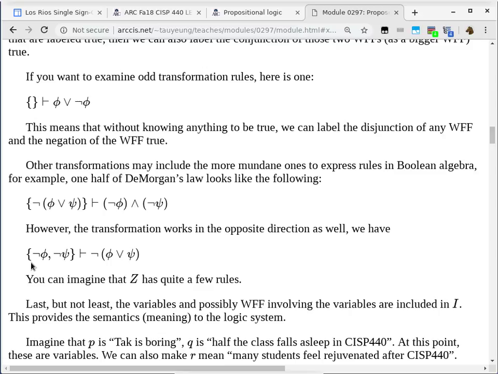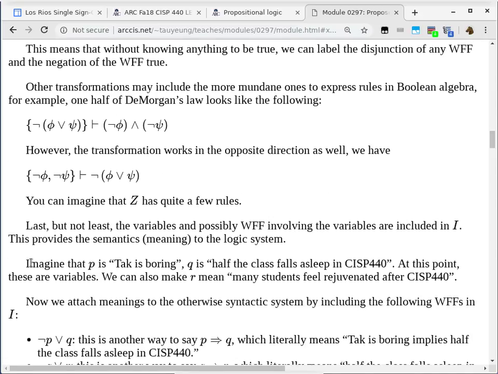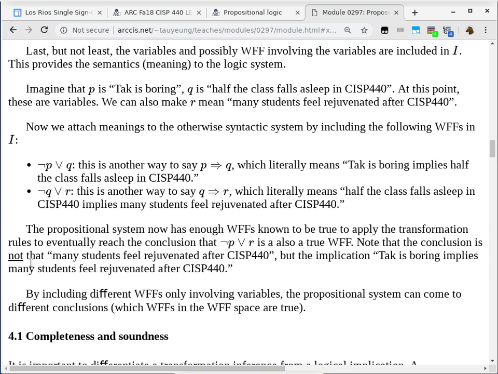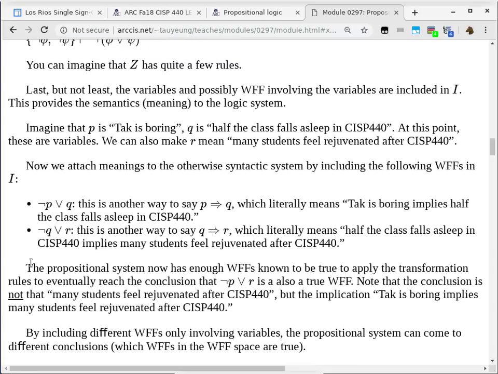So let's move down a little bit. Let's scroll down here. Okay, so we have an example here of a logic system and what we can put into iota in addition to the usual axiomatic things. So we can put these things into iota.